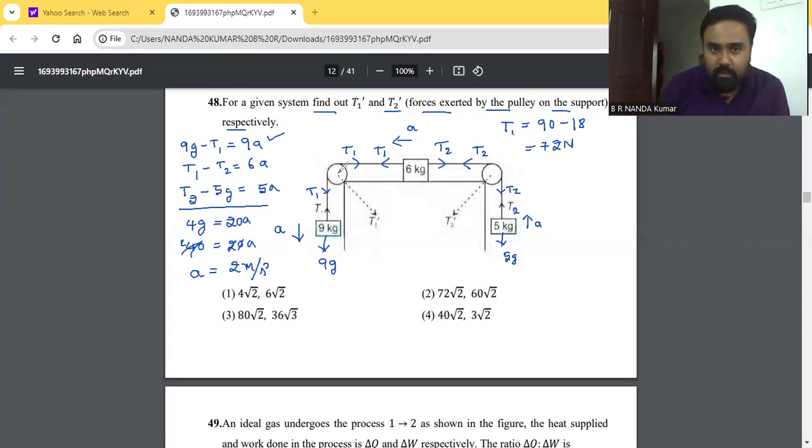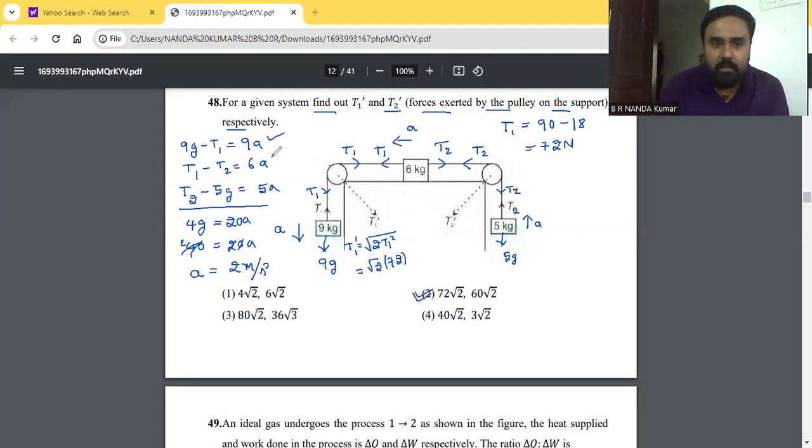Look, here T1 and T2 are acting at right angles to each other. So two forces acting at the same point at right angles, the resultant is along the diagonal. So that is T1 dash. T1 dash is equal to square root of T1 square plus T1 square, 2 times T1 square. That means root 2 T1. So T1 is 72, so it comes 72 root 2. Okay, so the right answer is option 2.